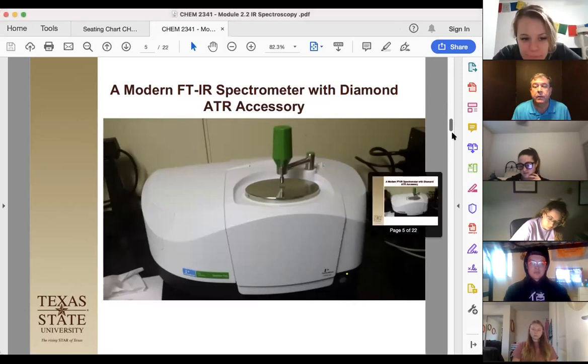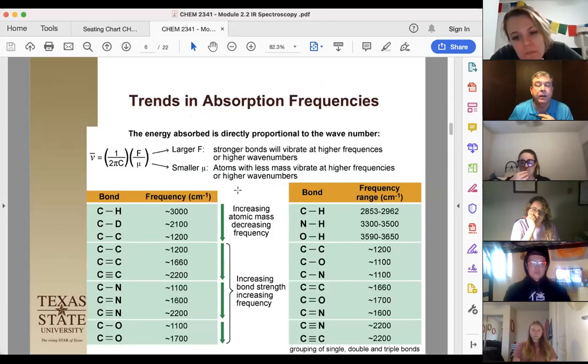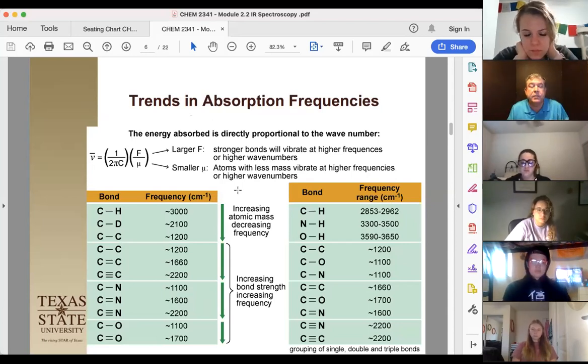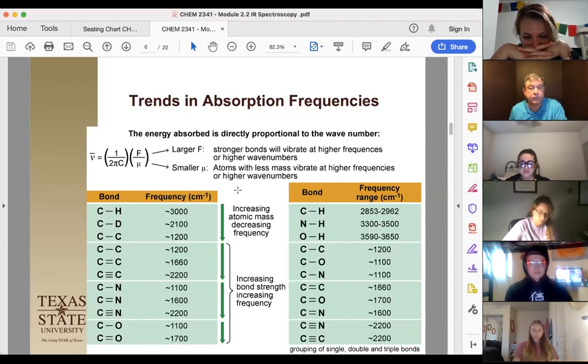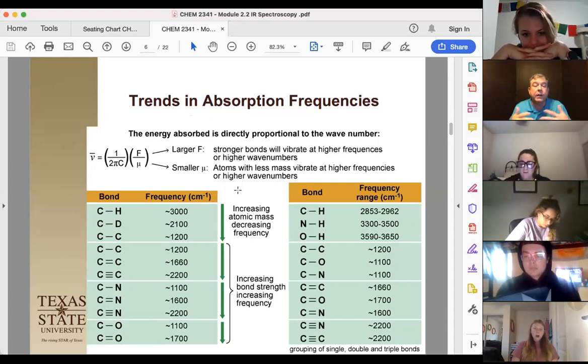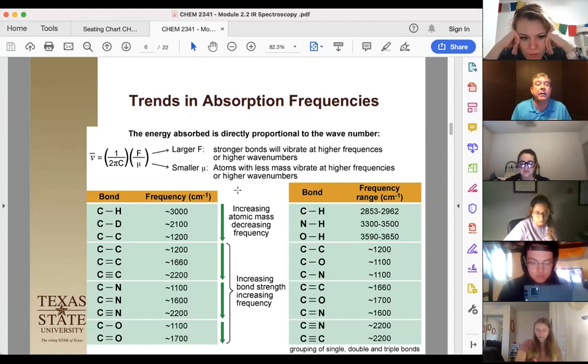All right, so let's move down to the next one. So the whole thing we need to think about here is that the wavelength that a bond absorbs at is related to its energy. Okay, so the idea here is that stronger bonds will vibrate at higher energies, meaning higher wave numbers. Okay, weaker bonds are going to have lower frequencies and lower energies. Okay, so let's look at that as a function. Now, atoms with less mass vibrate at higher frequencies and higher wave numbers.